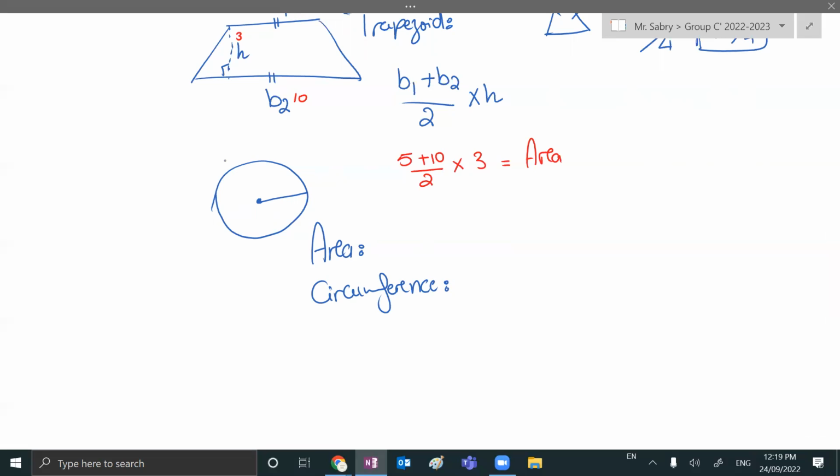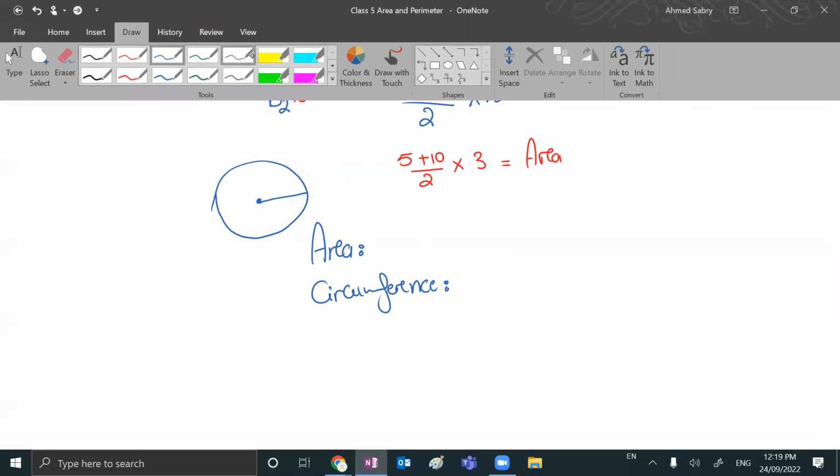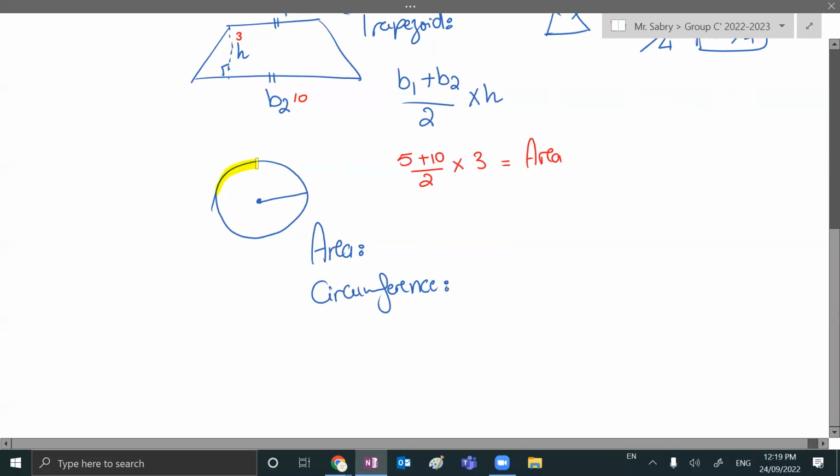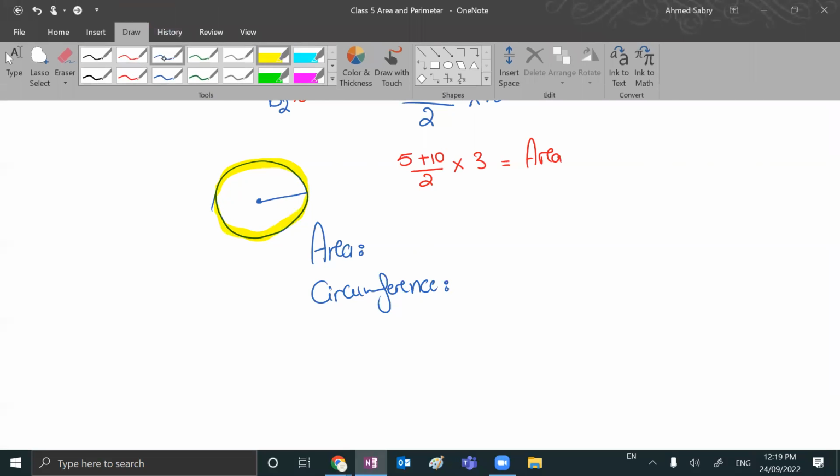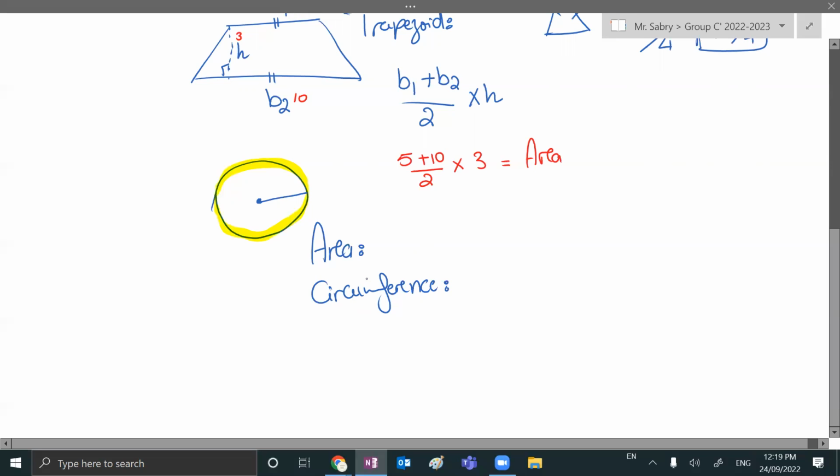So if, for example, imagine you stretch the circle, the length of this line will be the circumference. So the circumference again is mainly the length all around this circle. While the area is the region inside. The area is the whole space inside. So the area has a rule of pi times r, which is the radius, to the power of 2. While the circumference has a rule of 2 times pi times r.